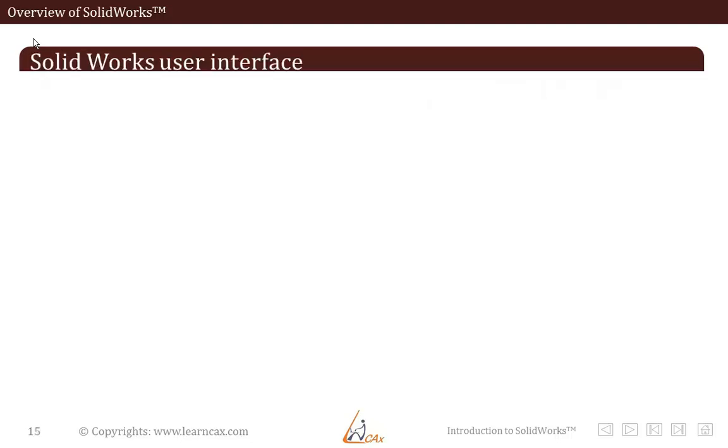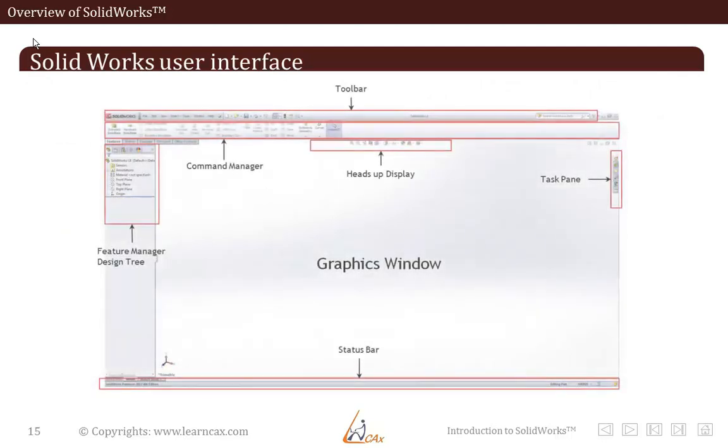Now let's continue with the SolidWorks user interface. The objective of this lecture is to make students familiar with the number of tools available and the layouts of these tools in the interface. The SolidWorks interface has mainly the toolbar, graphics window, command manager, feature manager and design tree, property manager, then comes heads up display, the task pane and the status bar.